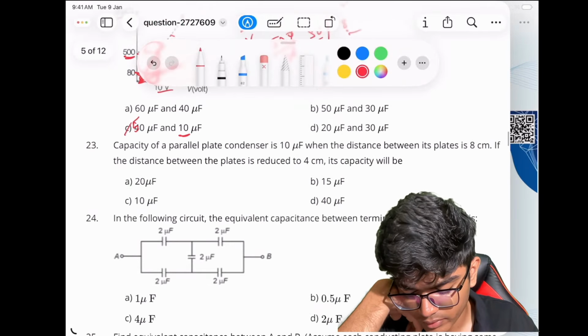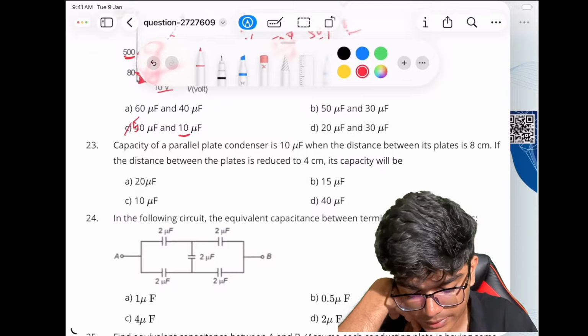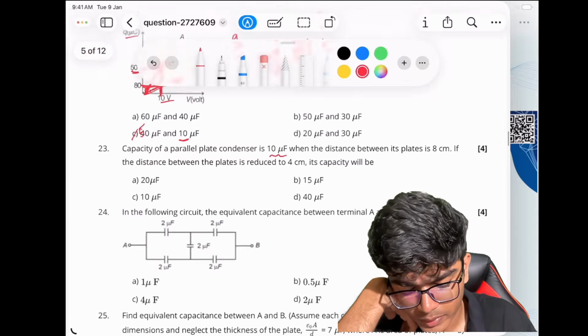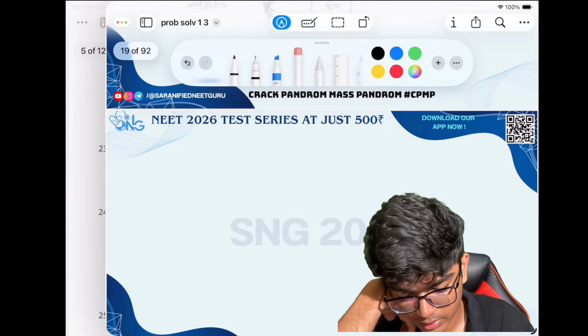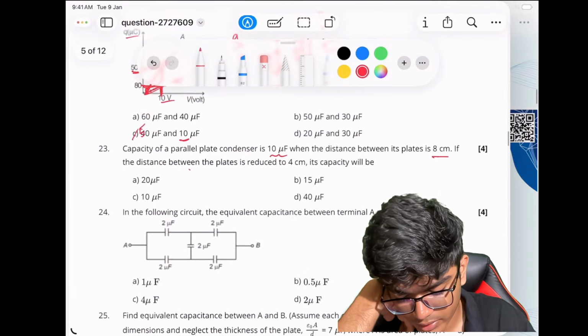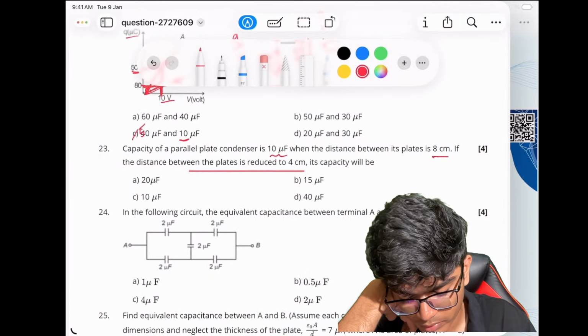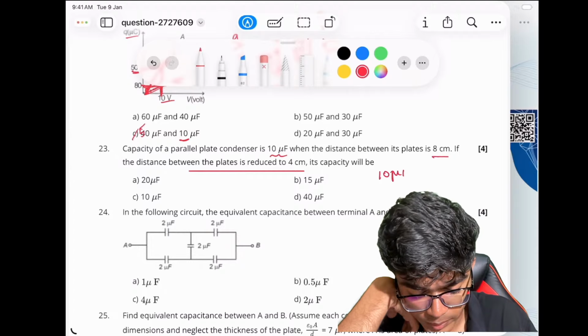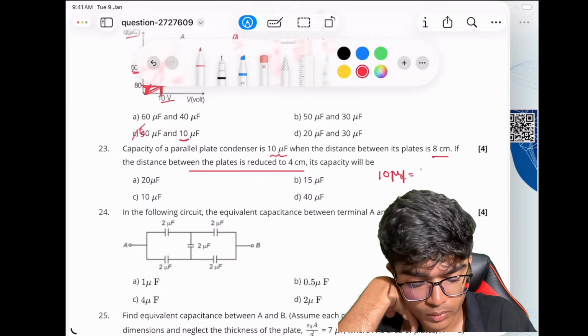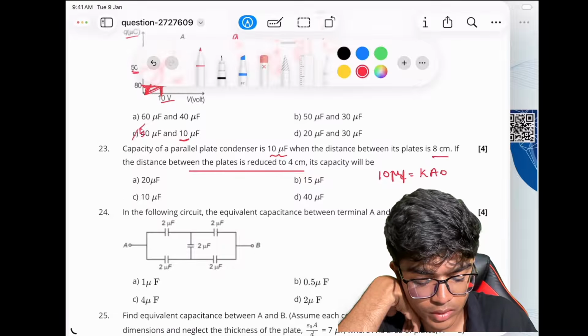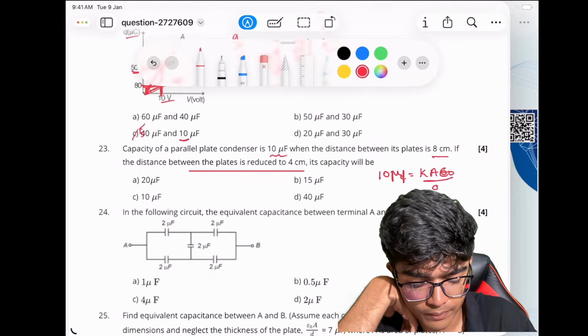Capacity of a parallel plate condenser is 10 microfarad when the distance between the plates is 8 centimeter. If the distance between the plates is reduced to 4 centimeter, what will the capacity be? Capacitance is equal to K A epsilon naught divided by D.